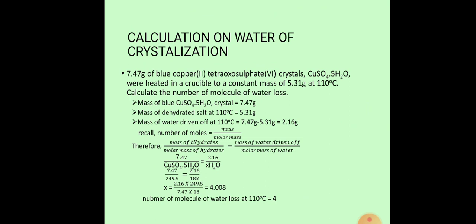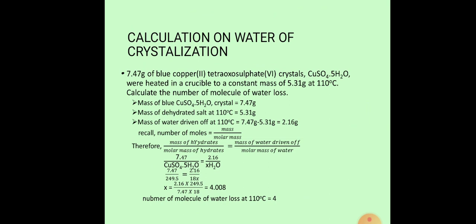Now, from that information given, we can deduce that the mass of copper(II) tetraoxosulfate(VI) heptahydrate is 7.47 gram, while the mass of the dehydrated salt, when the salt is heated to about 210 degrees Celsius, that is the residue which is left after heating, is 5.31 gram.